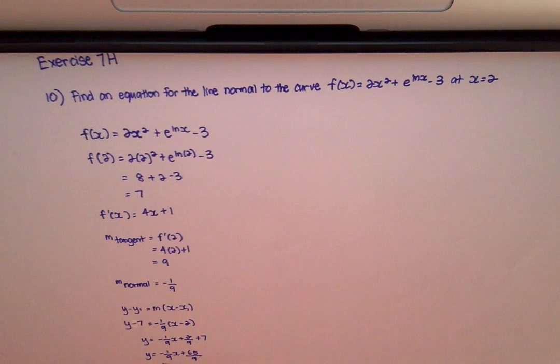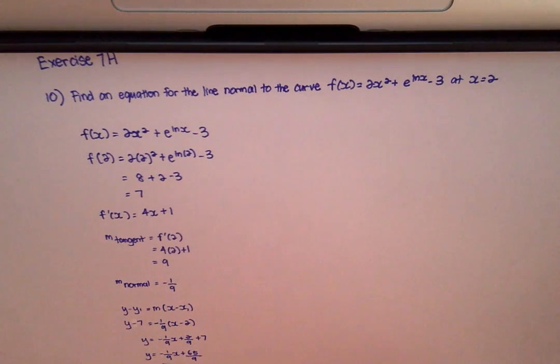Hello again. So we're doing question 10 from exercise 7H. The question asks us to find an equation for the line normal to the curve f(x) equals 2x squared plus e to the power of ln x minus 3 at x equals 2.